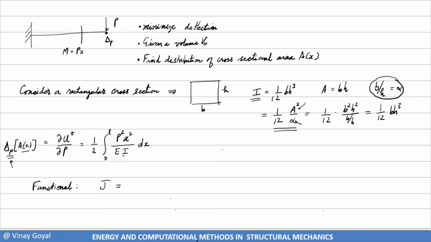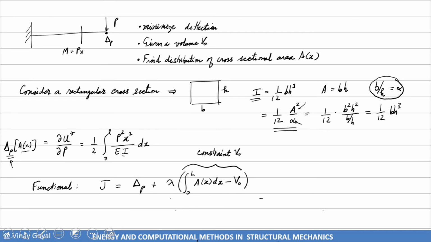J equals delta P plus lambda times the integral from 0 to L of A(x) dx minus the volume V naught, because I need to keep that volume the same. That becomes a constraint problem. I have to apply the constraint, which is my constraint here, to keep the volume V naught.